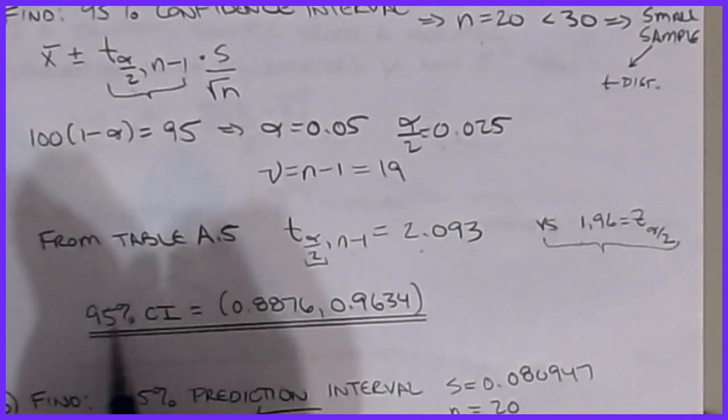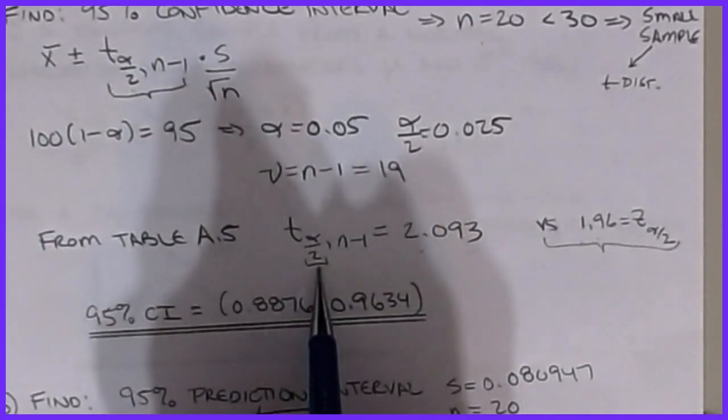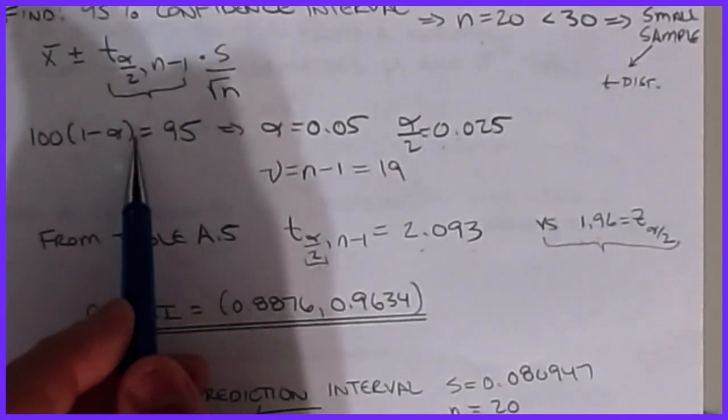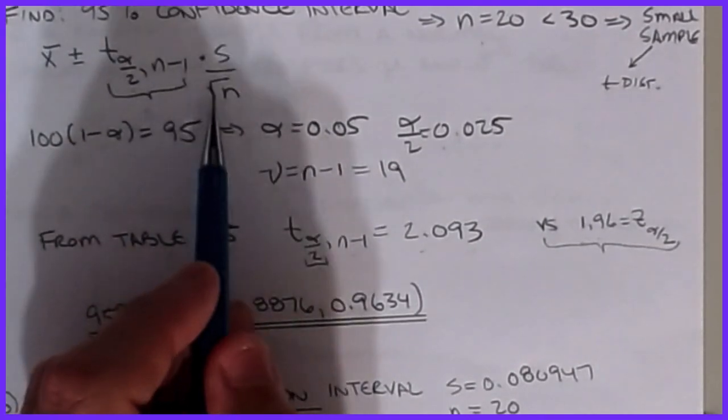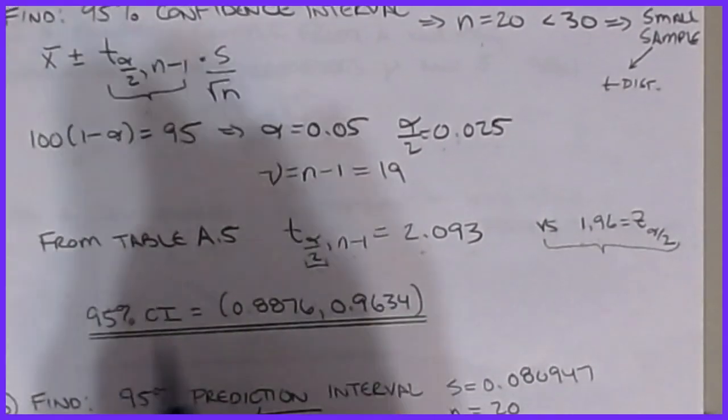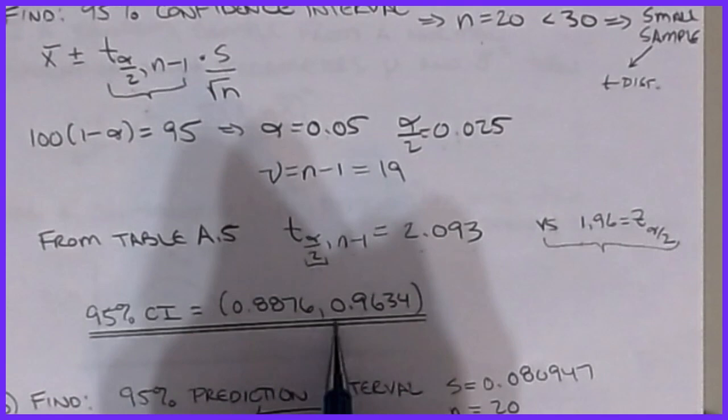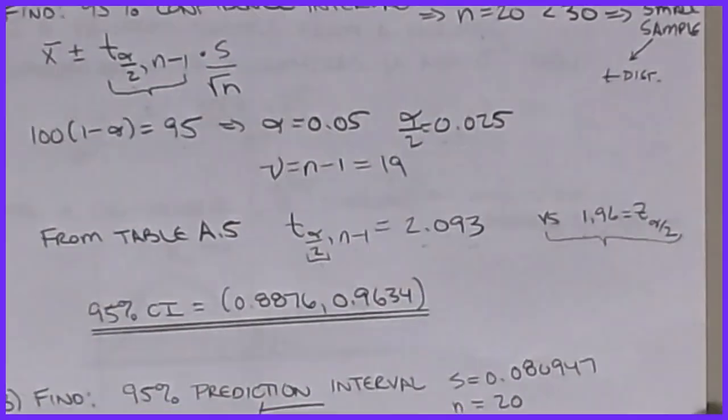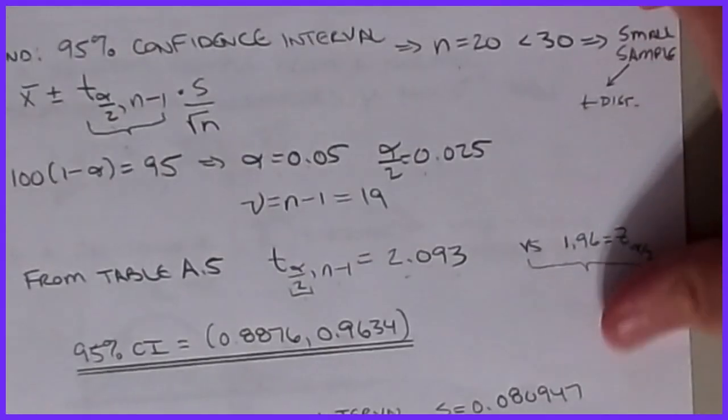So the 95% confidence interval then, if I plug in my statistic of 2.093 back into this equation, multiply by s, divide by square root of n, add in x bar, the range is from 0.8876 to 0.09634. It would be my confidence interval for the population mean for a small sample.